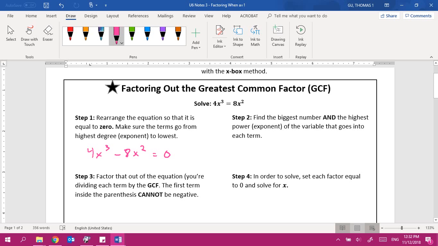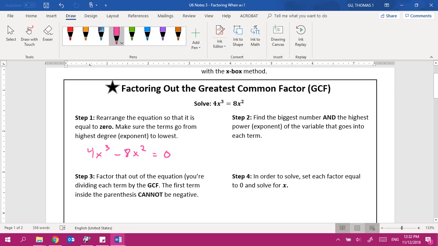But also note, you want to make sure that your terms go from the highest degree, which means exponent, to the lowest. Okay? So you see right now I have the 4x cubed term before I have the negative 8x squared, right? Because this x to the third is higher than the x to the second, okay? So make sure you have it lined up from greatest to least. That's going to be very important when you actually try to factor these later on. Okay, so once you got that, that's step 1.